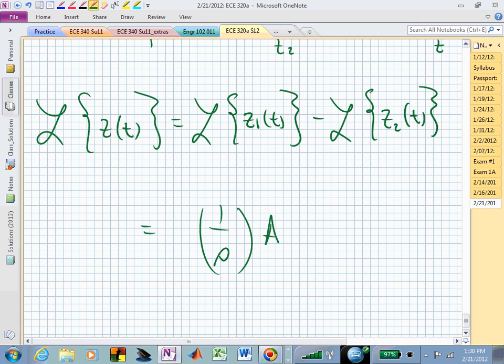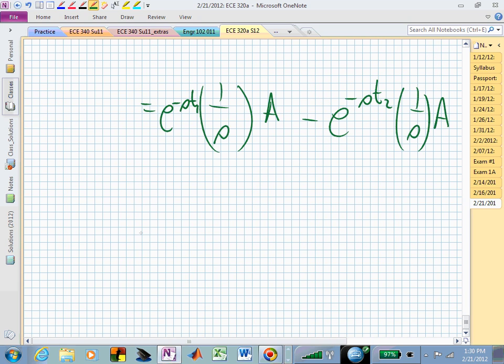Do I need to scale that by anything? What happened when we shifted a waveform, when we said f of t minus t naught? Then we had to do an e to the minus s t naught, didn't we? So we now need to scale this by an e to the minus s t sub 1, in our case, minus e to the minus s t sub 2, 1 over s a.